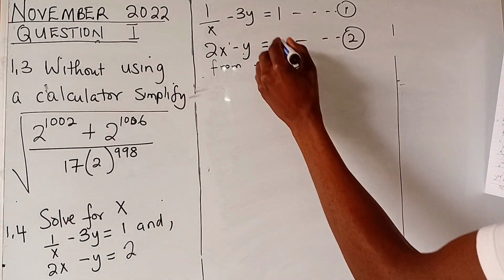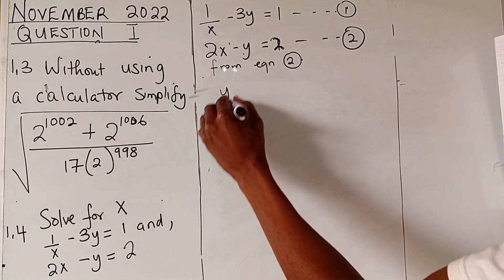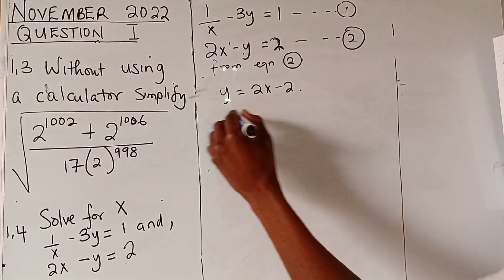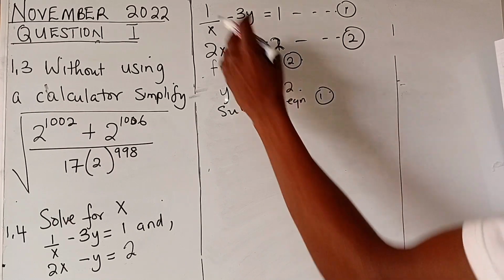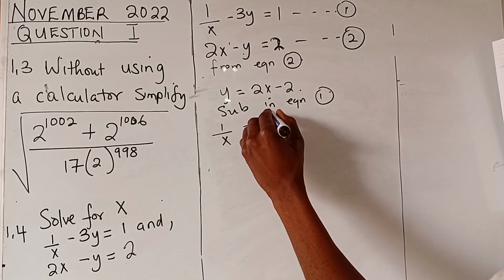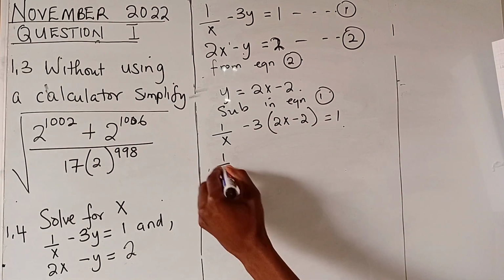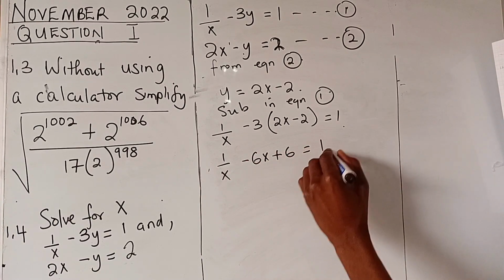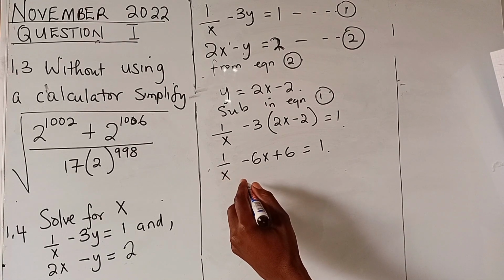So the value of 2x minus y here is 2, not 1. So we are going to have y is equal to 2x minus 2. So substitute in equation 1. So when we substitute in equation 1, we are going to have 1 over x minus 3 bracket 2x minus 2 is equal to 1, which will give us 1 over x minus 6x plus 6 is equal to 1. So here what we do, we multiply everything by x.